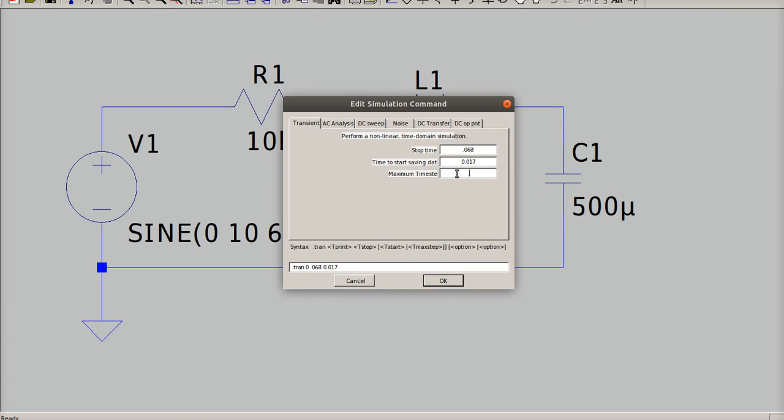So that's 0.0017. So I need those 3. I need to know my start time, which can be 0, my stop time, how far I want it to go, and my max time per step. And I like to calculate it up front because then I just have the values.